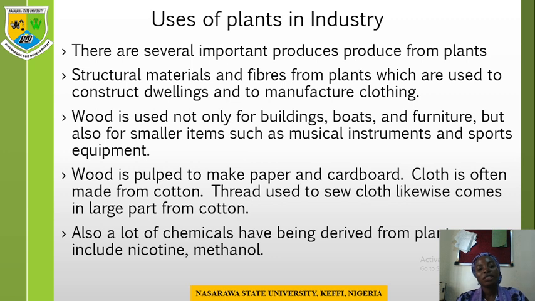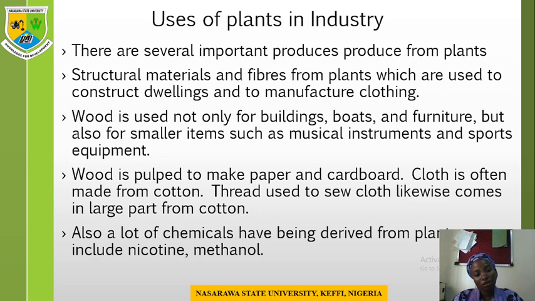Wood is pulped to make paper and cardboard. The paper industry makes use of such. Cloth is often made from cotton. Thread used to sew cloth likewise comes in large part from cotton. So you could see some of the vital products needed for the activities of man being derived from plants. We also have chemicals that are being derived from plants.